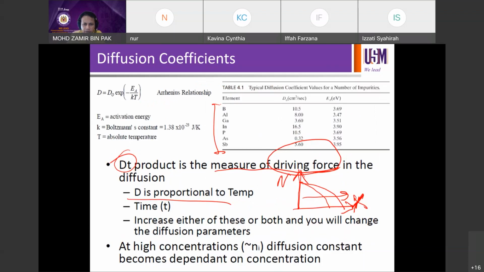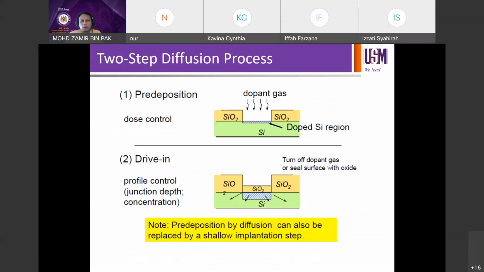At high concentration and high diffusion constant, the diffusion becomes dependent on the concentration. So when you run your diffusion process, the process can actually be divided into two steps. The first one is called pre-dep and the second one is called drive-in. You can either run your process with both steps, pre-dep, later drive-in, or you can just do either one. What is the meaning of pre-dep? Pre-dep means you're supplying the dopants onto the surface of silicon for a certain time at a certain temperature.